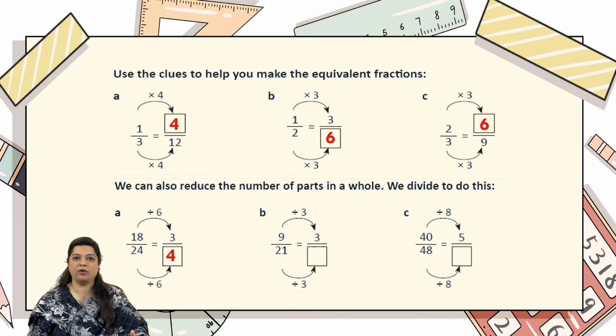Part B example, 9 over 21 is equal to 3 upon box. 9 divided by 3 will give you 3, hence the divided by 3 factor will be used in the denominator, which will be 21 divided by 3, 7. So our new fraction will be 3 upon 7, which are both equivalent to each other. In the last example, 40 over 48 is equal to 5 over box. 40 divided by 8 will give you 5, hence we will use divided by 8 with the denominator to get the denominator of the right hand fraction, which will be 6. So therefore our new fraction will be 5 upon 6.